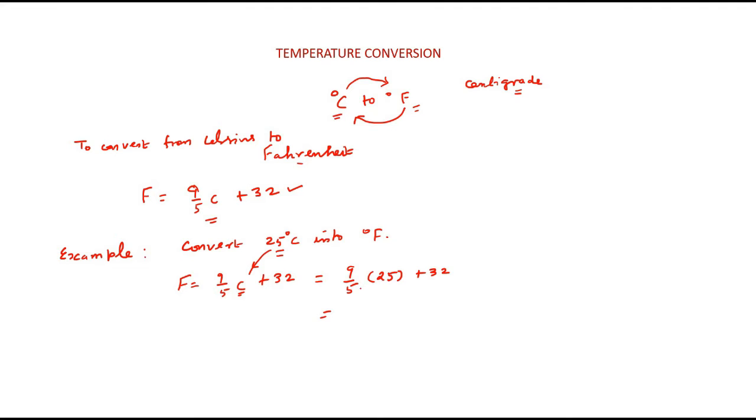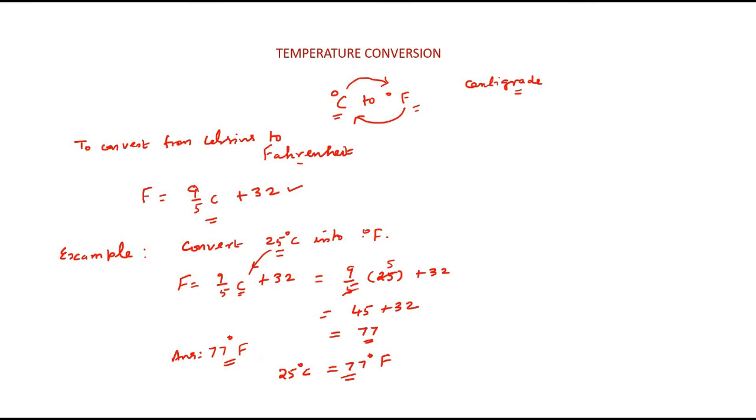Now you simplify. This is 5, this is 25. So 5 times 5 into 9, 45. This is 32, so plus 32. Add, you will get 77. Therefore, the answer is 77 degree Fahrenheit. As simple as this. So finally we can write 25 degree C is equal to 77 degree Fahrenheit.